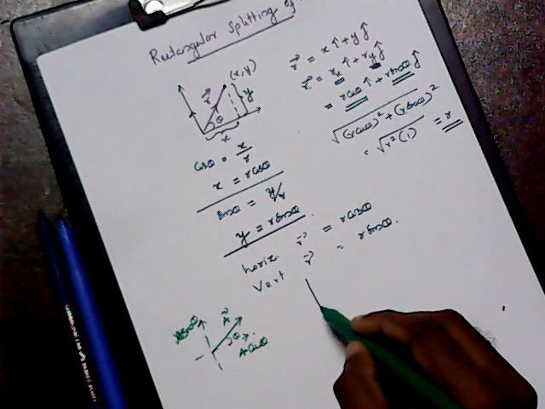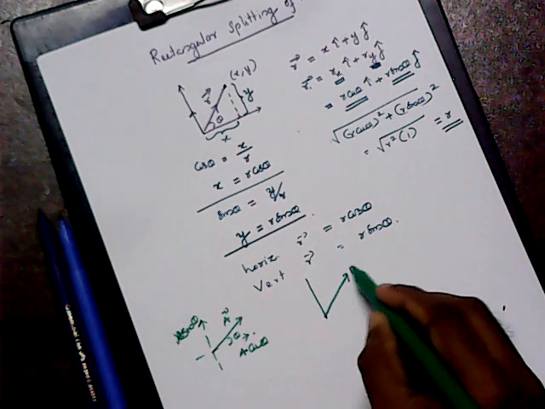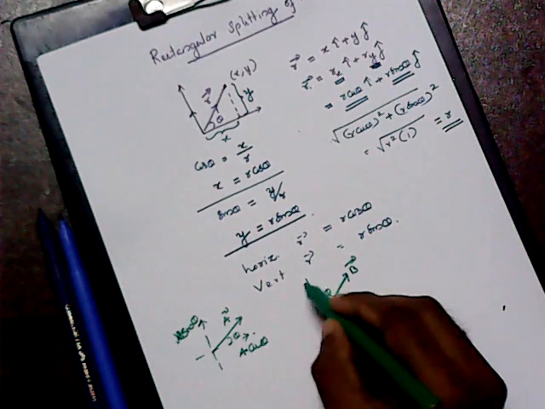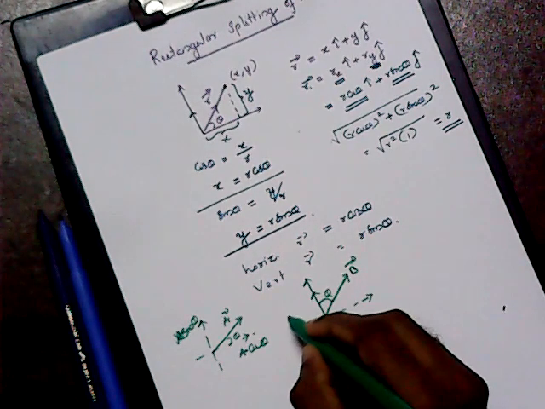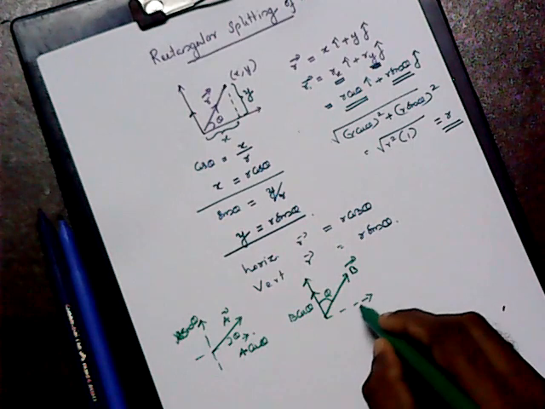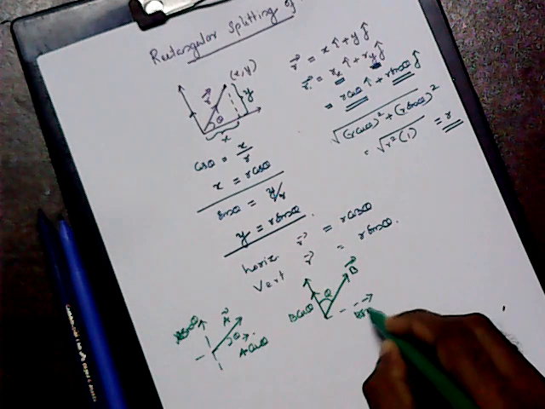But suppose we are with another vector B, it makes an angle theta with respect to vertical. Keep in mind the vertical component becomes B cos theta, and the horizontal component becomes B sin theta.